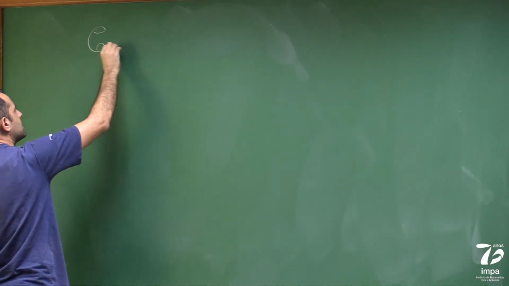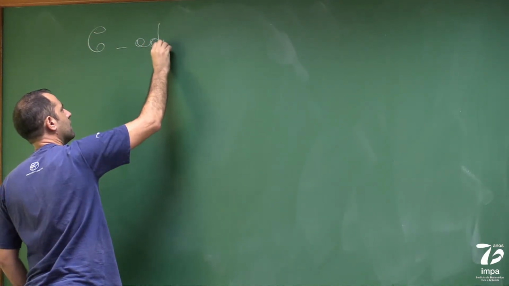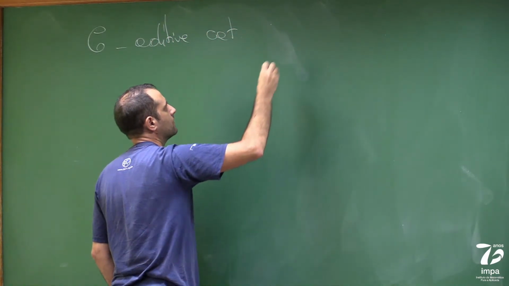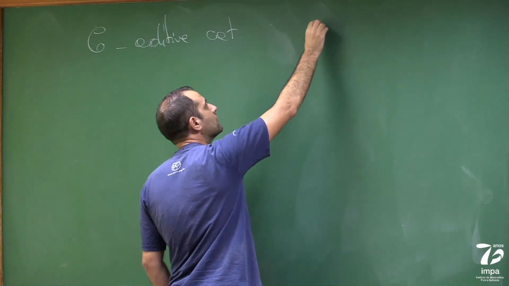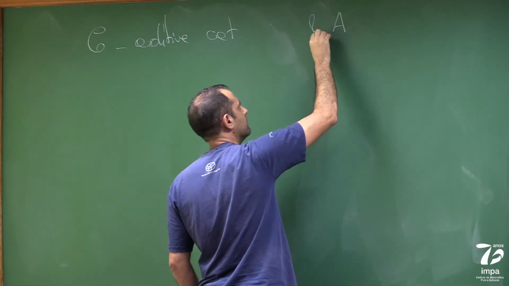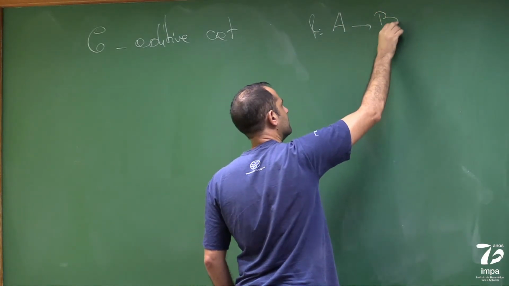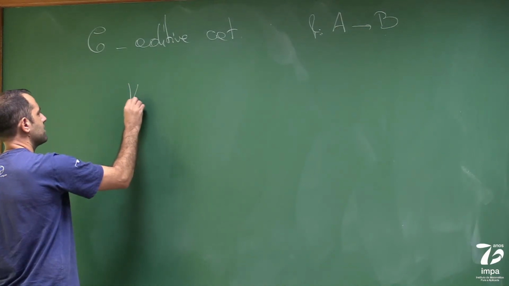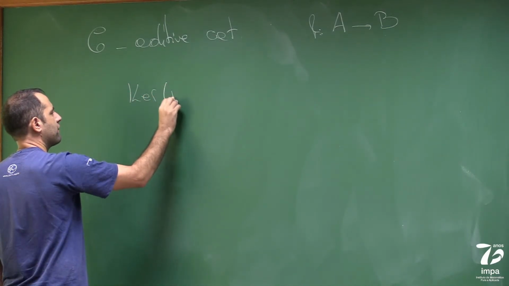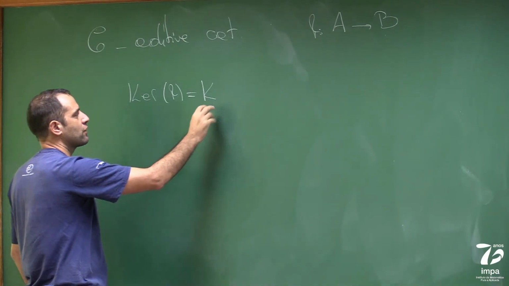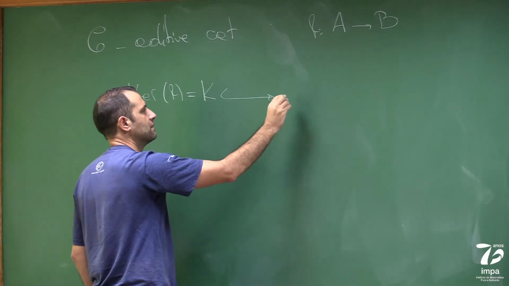So let's say that C is an additive category. So we have a zero object, and we have a morphism between two objects, let's say A and B. And I want to understand what the kernel of that is. So the kernel of F, let me call it K, is not only an object of the category, but it actually comes with a morphism to A.